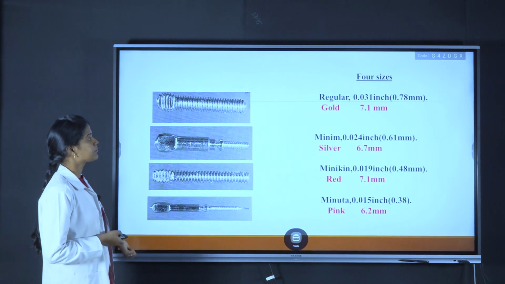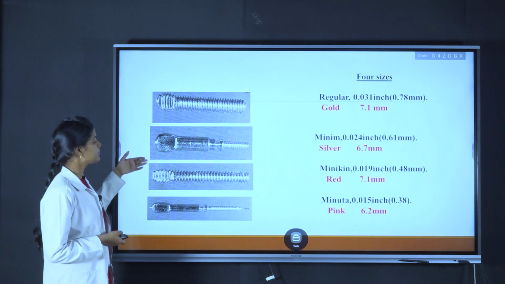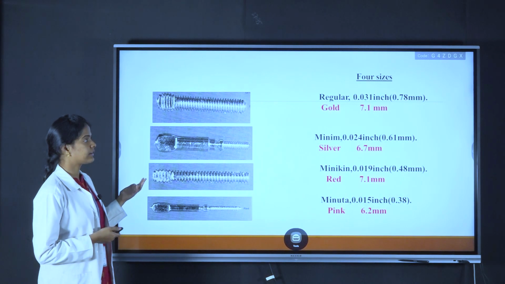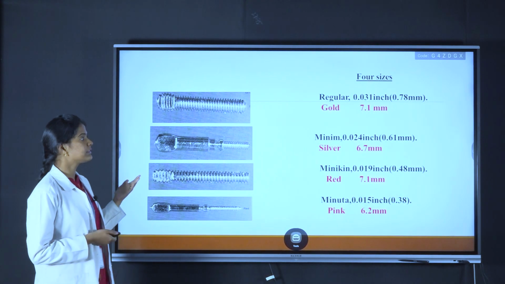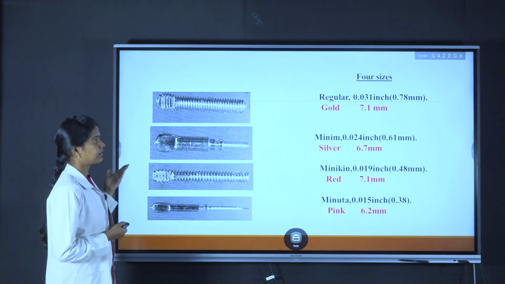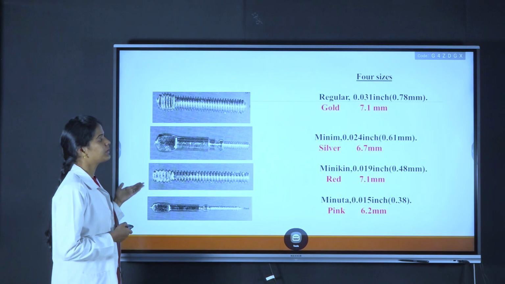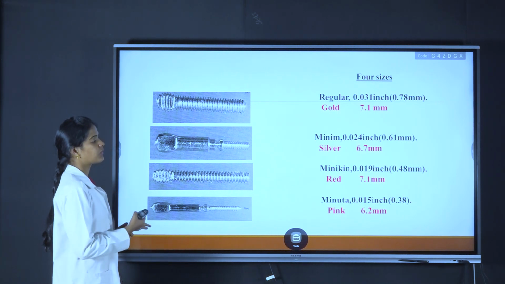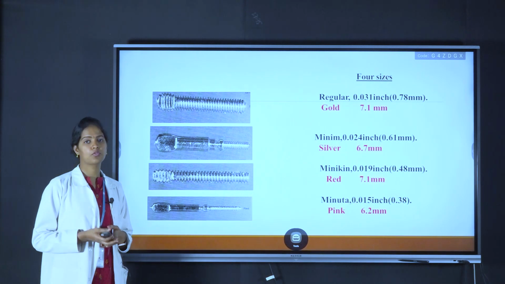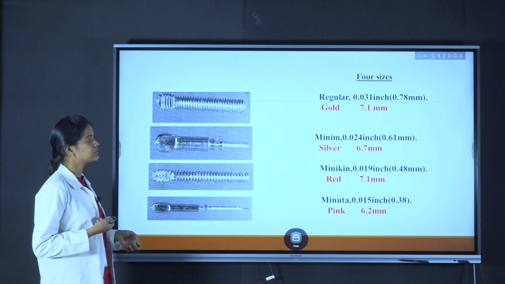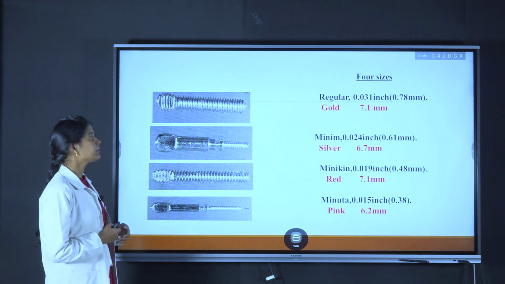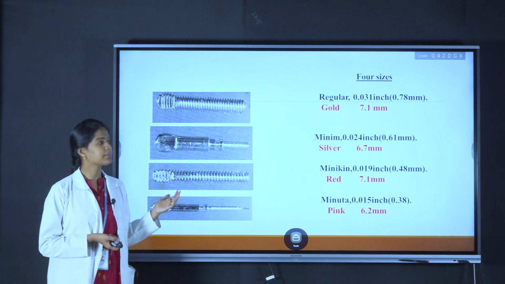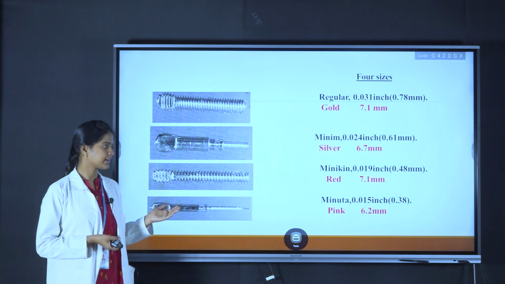So these are the different types of pins available: regular, minim, minicum and minuta. If you see the dimensions, of all, the regular has the largest dimension. Coming to the minim, it is about 0.024 inch. Coming to the minicum, it is 0.019, and minuta is the smallest of all. But the most commonly used pins are the minim and minicum. Even these are color coded, like already told. Regular has a gold color, minim has a silver color, minicum has a red color, and minuta has a pink color coding.